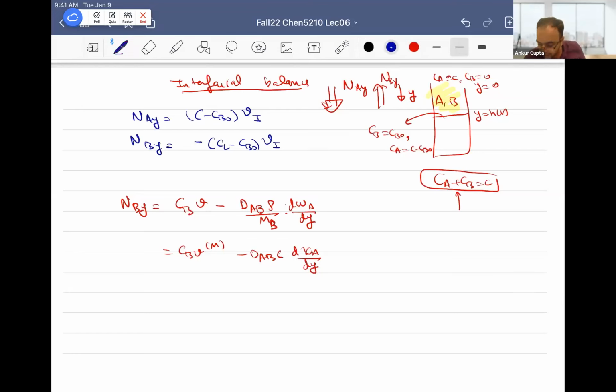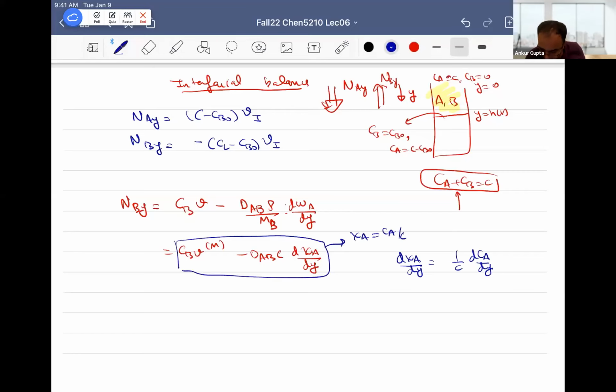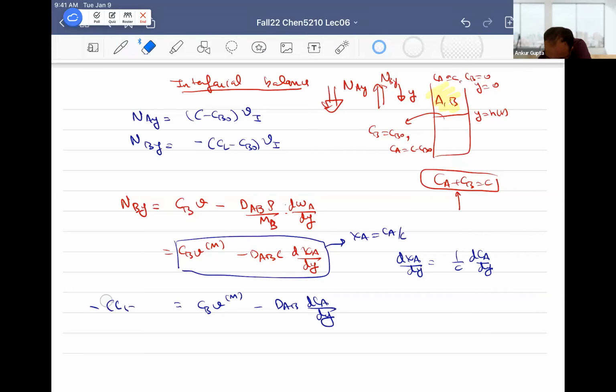And it's easy to see why, because chi A is CA by C and d chi A by dy thus becomes, because C is constant, 1 by C dCA by dy. Basically I will choose this option, which means C times V molar minus DAB dCA by dy. Okay, so this is what I get. Note that I already know what NBY is. It is minus CL minus CB naught VI.